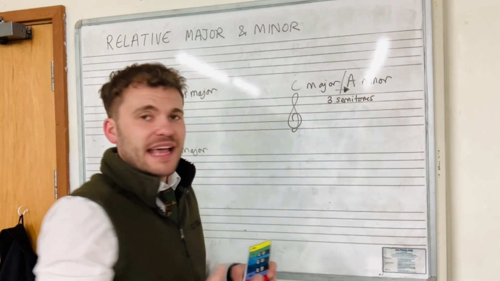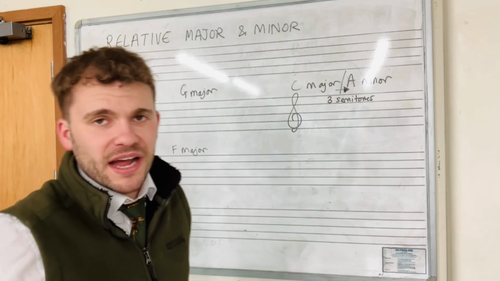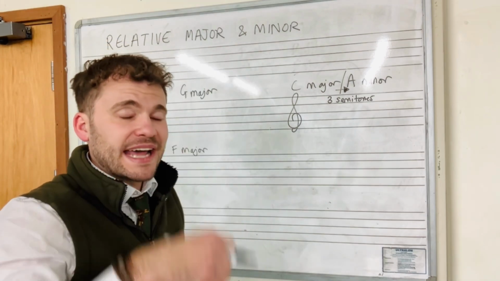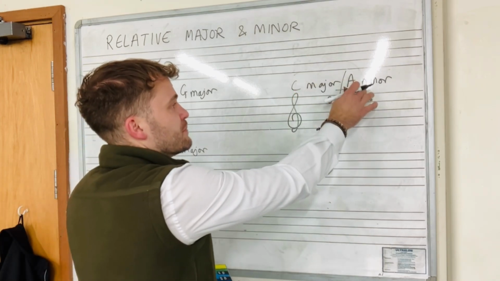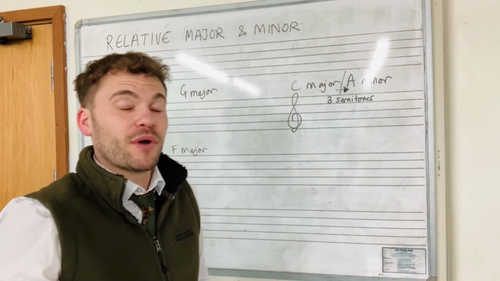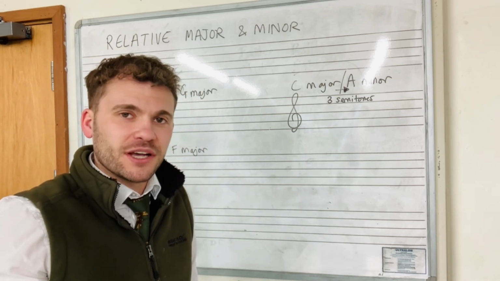And that is how you work out a relative major or a minor. You go down 3 semitones if you're going from major to minor, and you go up 3 semitones if you're going from minor to major.